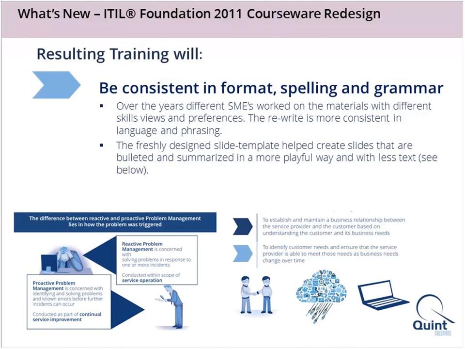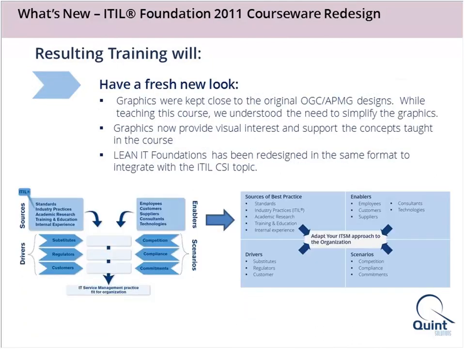I've been here already on this slide. We worked with the SMEs to make the language and the grammar more consistent. Here again, you see on the left is a diagram that is still in the AXELOS books. And this is the type of diagram where when you show it, you lose the class. They all start looking at the complex arrows and try to understand the flow.